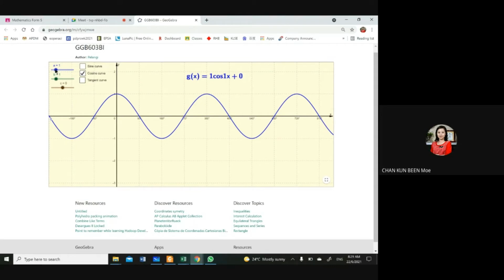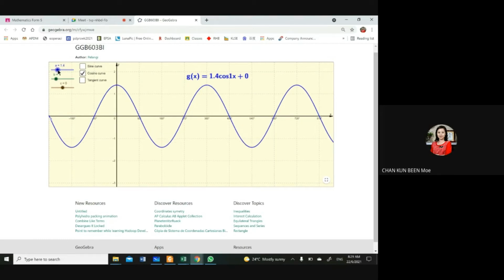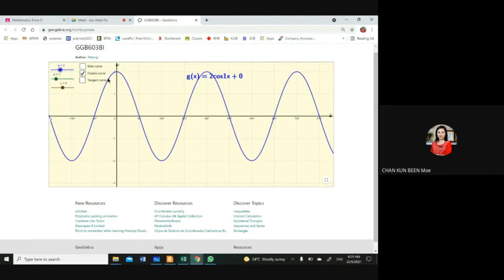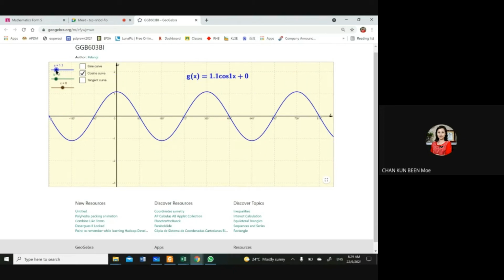Now, still remember when I change the A, what will happen? A indicates what? Amplitude. Very good. A indicates the amplitude, meaning the amplitude over here will change. Originally it's 1. So if I move it to 2, you see what happened. You see the amplitude becomes 2 and -2. So you just remember A represents the amplitude. Now I move it back to 1, the original. So B, what happened to B? What does the B represent?